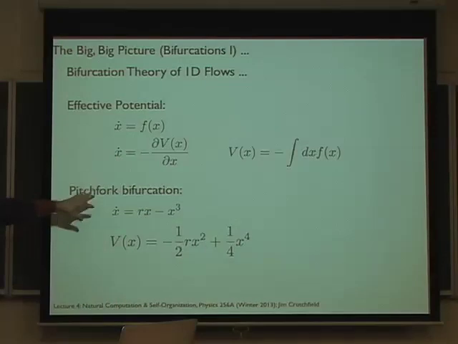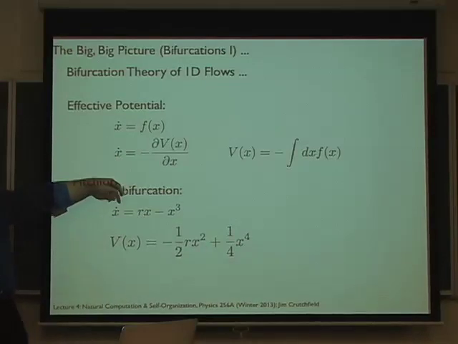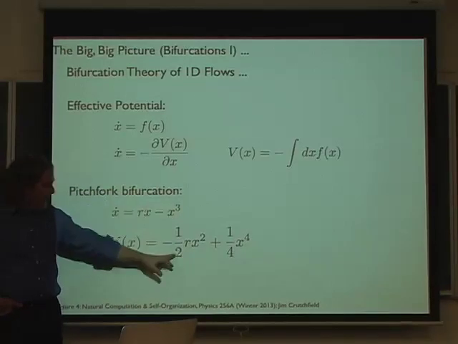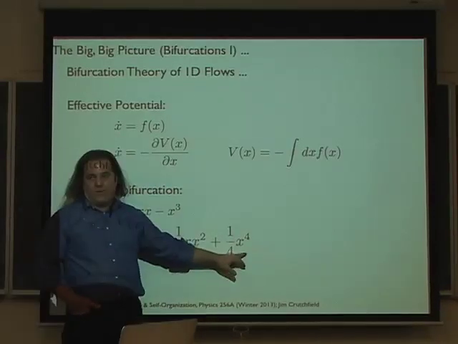Now, why do I mention it? Well, in the case of this pitchfork bifurcation, I have this rx minus x cubed. When I integrate that, I get an x squared term and an x to the 4th term.